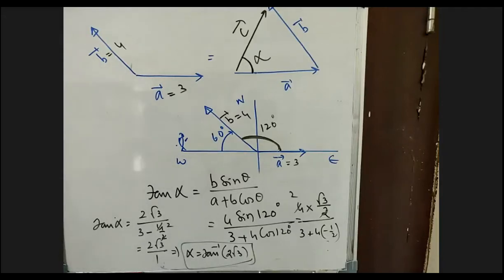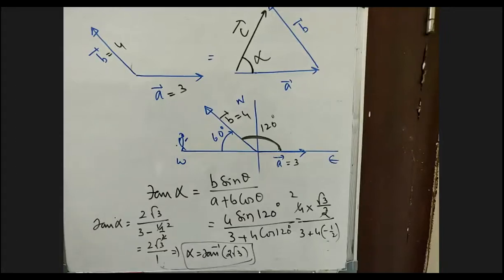Isn't sin 60 root 3 by 2? Yes, beta. So what is the angle I have taken right now? Sin 120 is equal to cos 30. Sin 60 is also root 3 by 2. Sin 120, how do you write it? Sin 90 plus theta. Yes, sir. Sin 90 plus 30. Sin 120 is sin 90 plus theta, that is nothing but cos 30. Cos 30 is root 3 by 2.